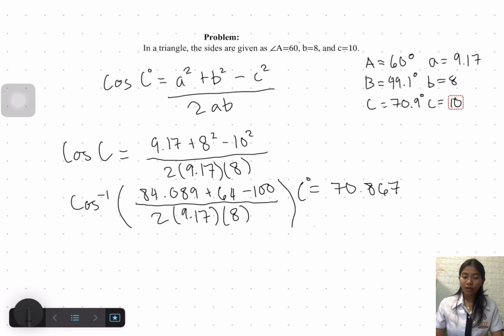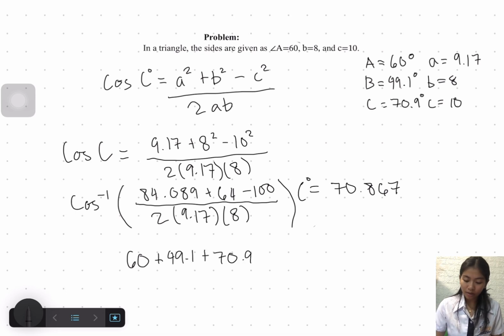To verify if this is the correct answer, we could add all of the angles to get 180 degrees. So let's add all of them. 60 plus 49.1 plus 70.9, and that would give us 180 degrees.